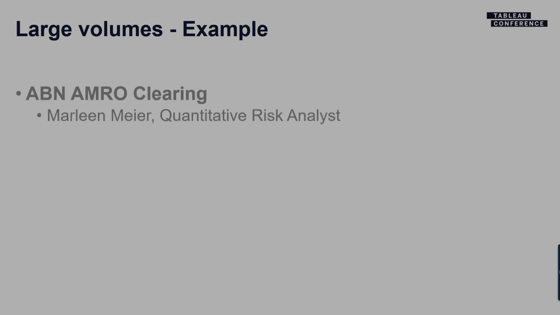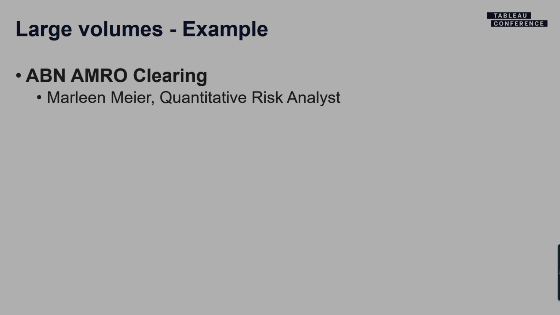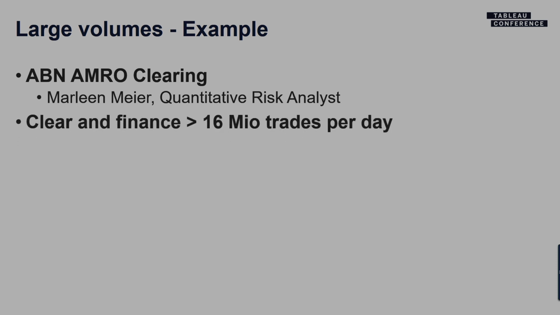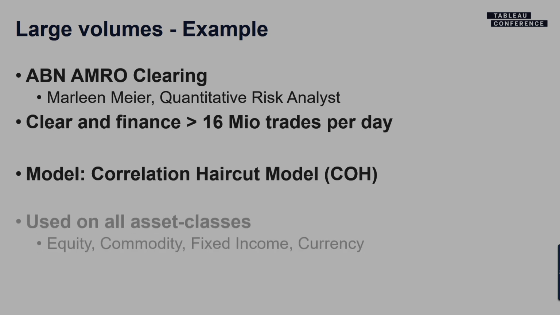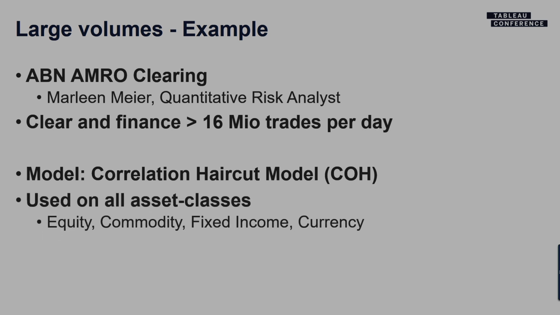But this example is from ABN AMRO, from the clearing department. There's a quantitative risk analysis. Her name's Marleen Meijer. She presented at our Tableau conference in London back in July. And they clear about 16 million trades a day. Now they run a correlation haircut model to detect pricing anomalies. And they use that on all assets.